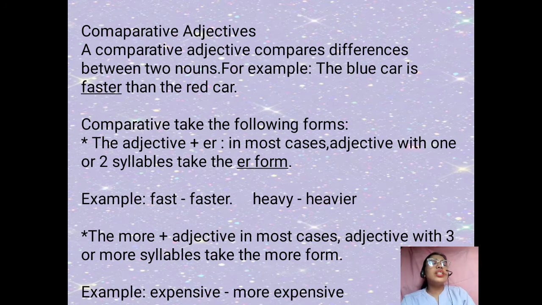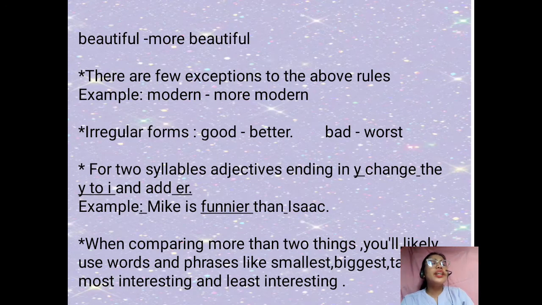And for those adjectives with three or more syllables, under comparative form, we will use the word more. So kapag nasa comparative degree siya, comparative adjective, we will use the word more before an adjective if the adjective has three or more syllables. For example, the word expensive. Expensive. So it has three syllables. That's why we use more. More expensive. Okay, so another example is the word beautiful. Beautiful.